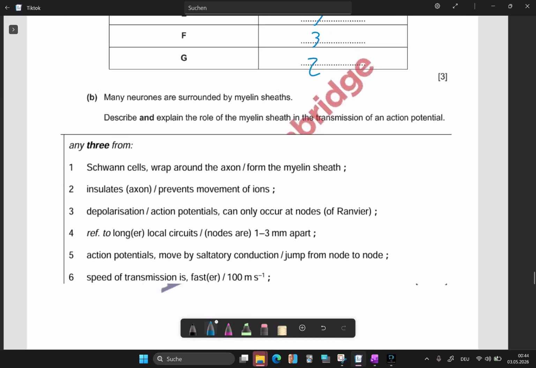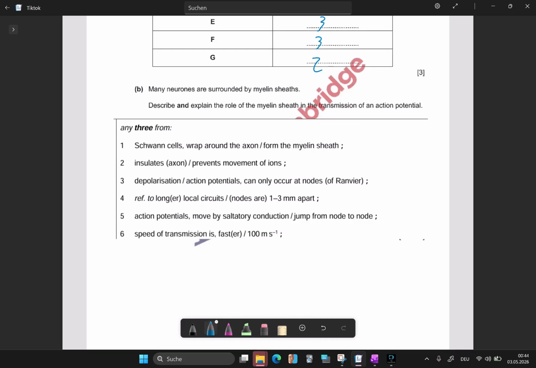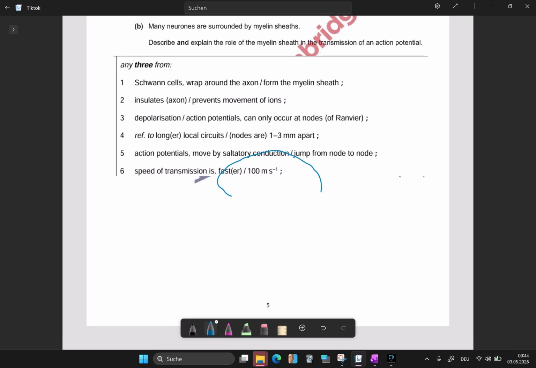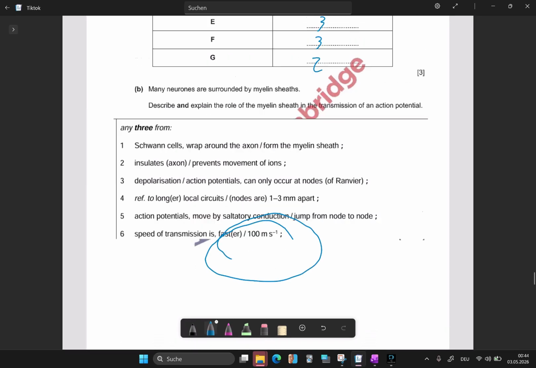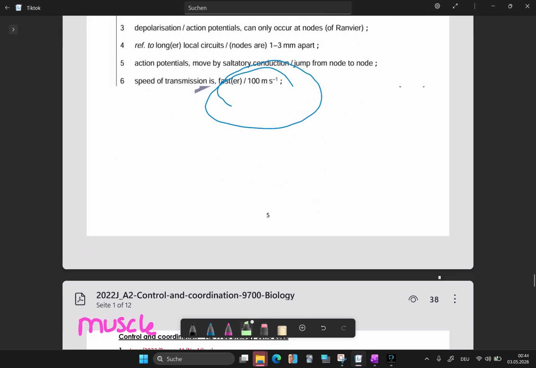Okay, describe and explain the role of the myelin sheath. Okay, this is the same thing with the saltatory conduction, that the Schwann cells wrap around, forming the myelin sheath, insulating them. So preventing the ions from moving here and preventing depolarization from occurring at this place. So now the depolarization only occurs at the nodes of Ranvier, making the local circuits longer and the whole saltatory conduction thing, and the speed is faster, up to 100 meters per second. Okay, so that is very important, and the keywords here are important, so do memorize all the keywords here.